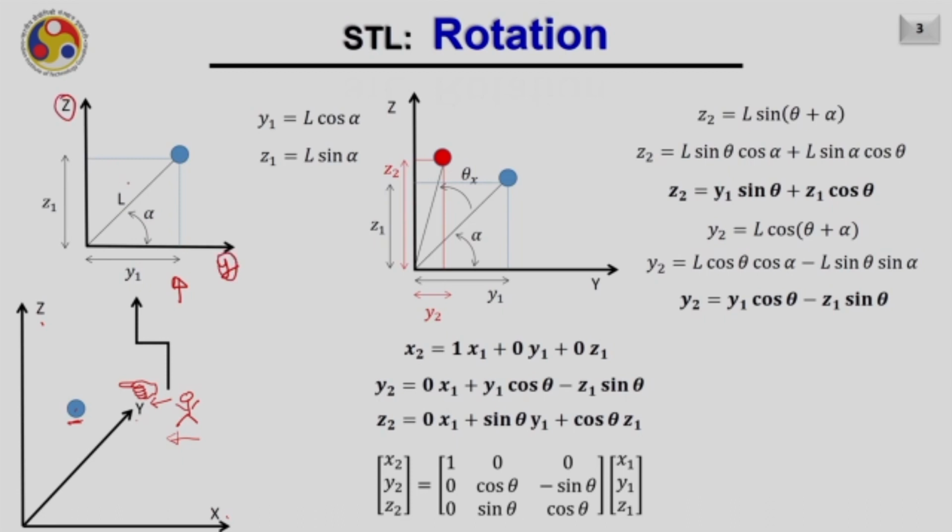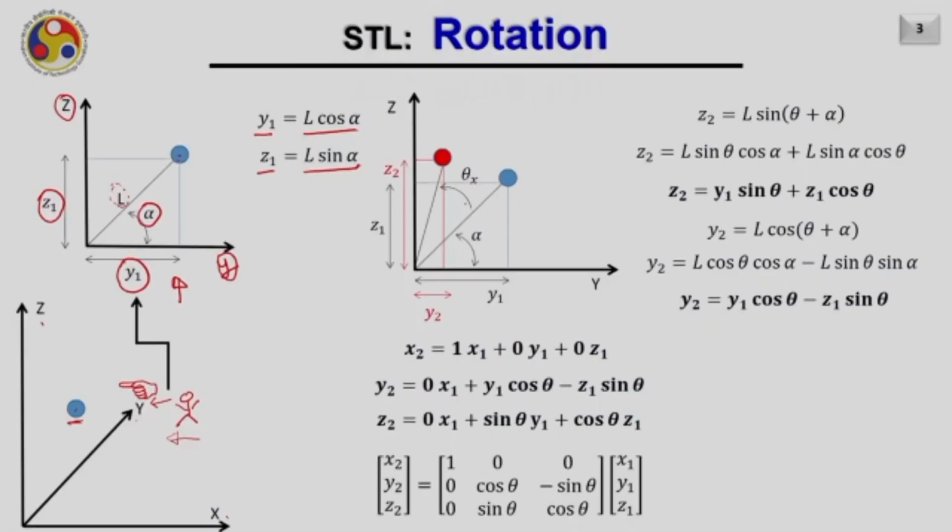Now, assume that this distance is L, and the projection of this point on the y-axis will be y1. The projection of this point on the z-axis will be z1. Assume that this line is making an angle alpha from the y-axis. Therefore, the distance y1 will be equal to L cos alpha and the distance z1 will be equal to L sin alpha. These are nothing but the projections of this distance on the y-axis and z-axis.